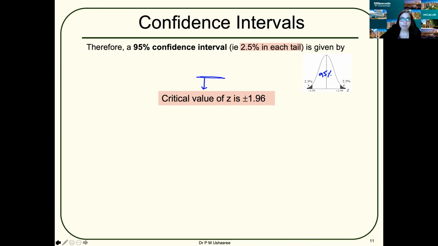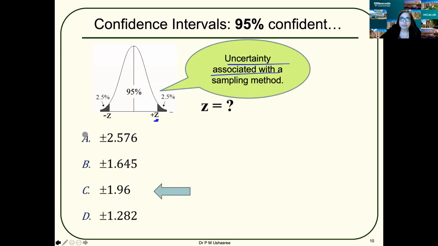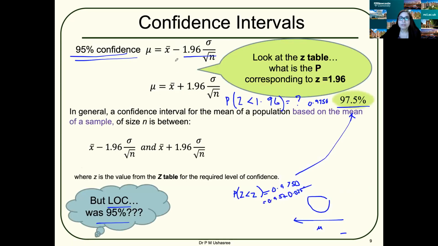So that's what I was trying to tell you. So this value is called the critical value of Z, which corresponds to the 97.5%.